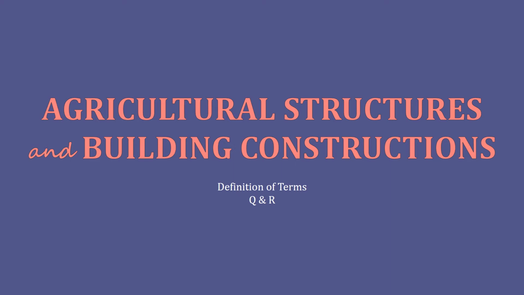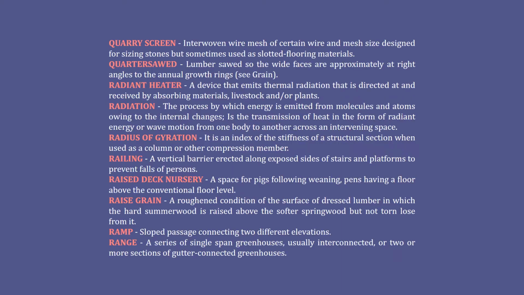This is Agricultural Structures and Building Constructions. Definition of terms. Quarry screen: interwoven wire mesh of certain wire and mesh size designed for sizing stones but sometimes used as slotted flooring material. Quarter sawn: lumber sawn so the wide faces are approximately at right angles to the annual growth rings. Radiant heater: a device that emits thermal radiation that is directed at and received by absorbing materials.